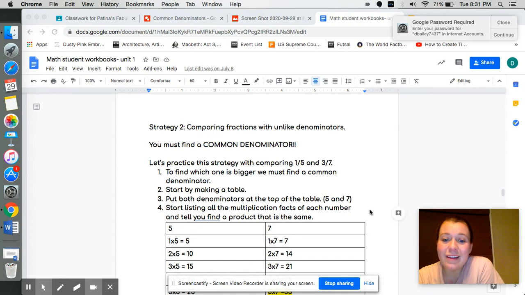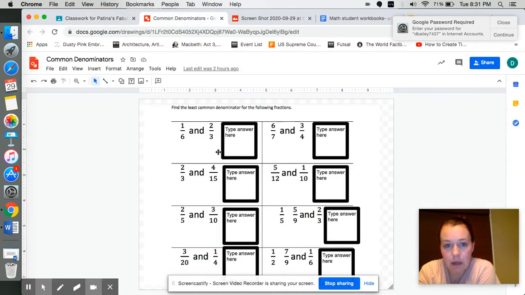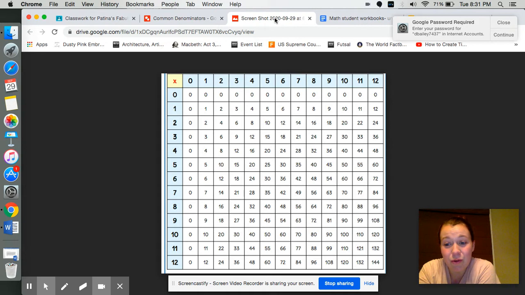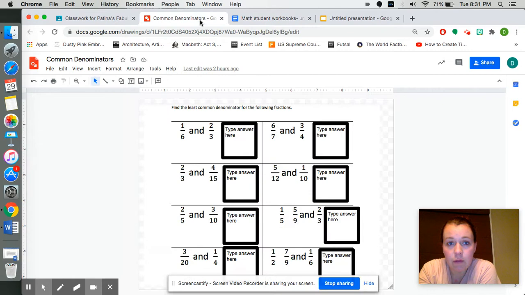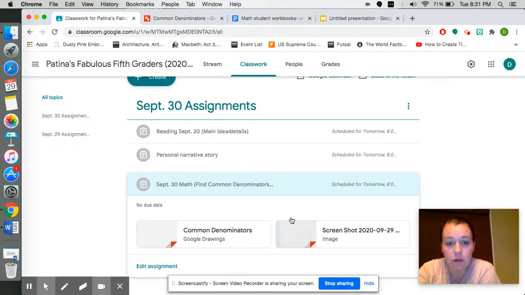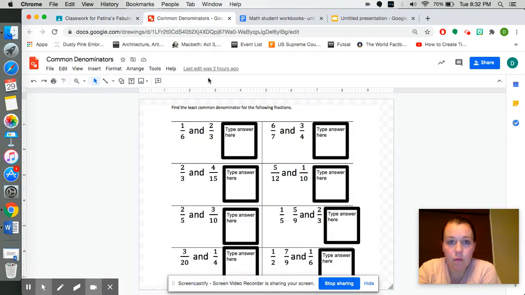So finding a common denominator. This is on Google Classroom, of course, where everything is. But I have posted two things. I did a common denominators Google Drawings. So this is what your assignment's going to be. And then I also did a multiplication table. So if I were you while you're working, I would keep my multiplication table open in a new tab so that you can go back and forth between the multiplication table and your Google Drawings. So you can have this open and then you can have your common denominators open as well.